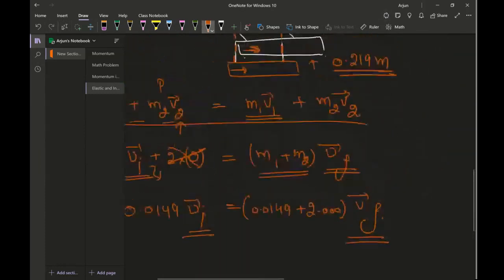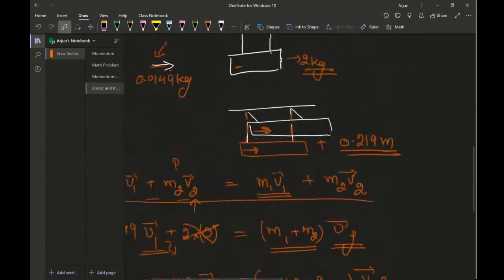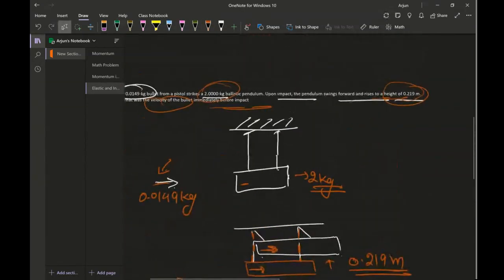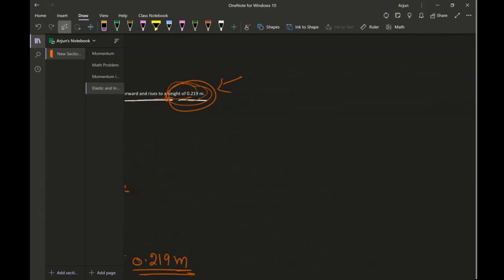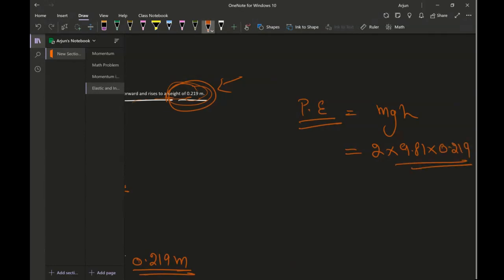So I'm going to look back into the question and see what other information is given to me. The pendulum rises to a height of 0.219 meter. If the pendulum height is given to me, it means the potential energy of the pendulum I can figure out because the mass is given to me: mgh. Mass is 2 kg, g value is 9.81, and the height it attains is 0.219. So that's going to give me the potential energy.